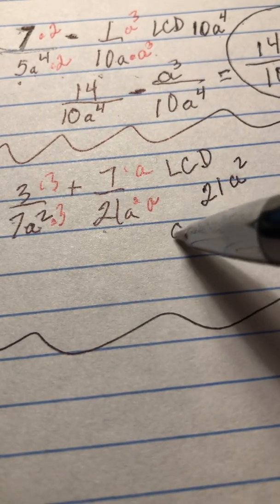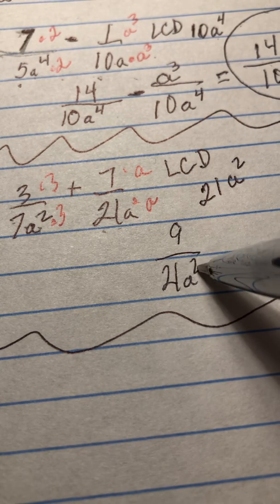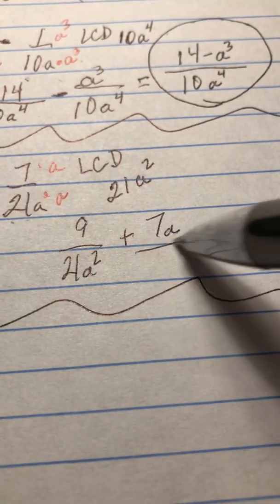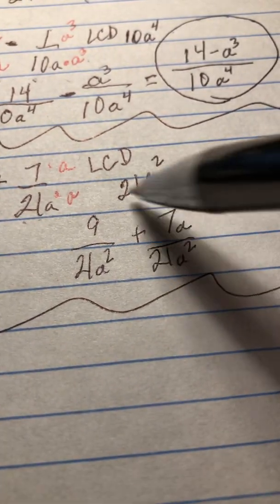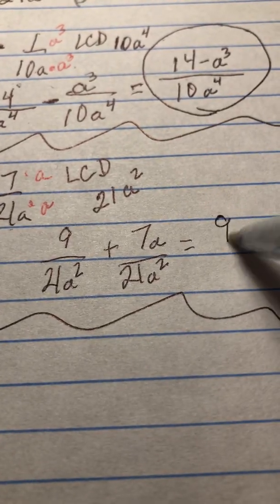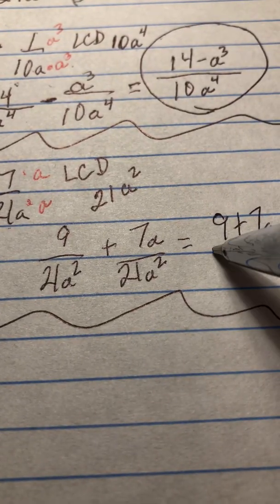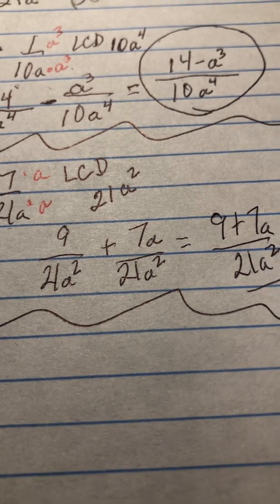So we get 9 over 21a squared plus 7a over 21a squared. And now we can just deal with the tops. So we have 9 plus 7a over 21a squared. So that's the answer to the bottom.